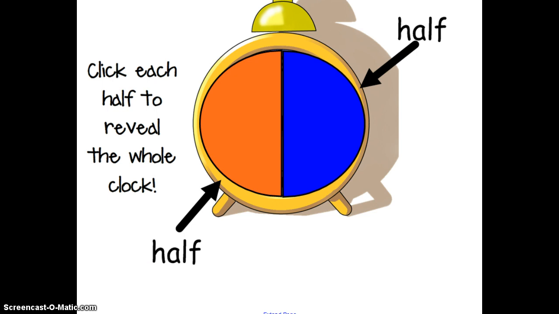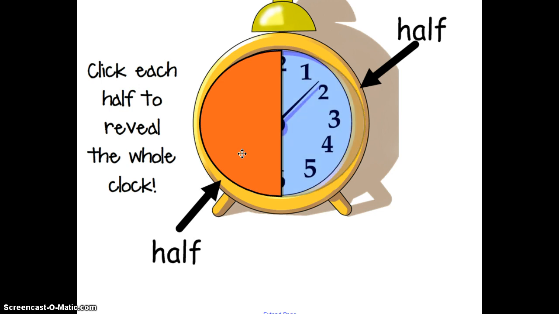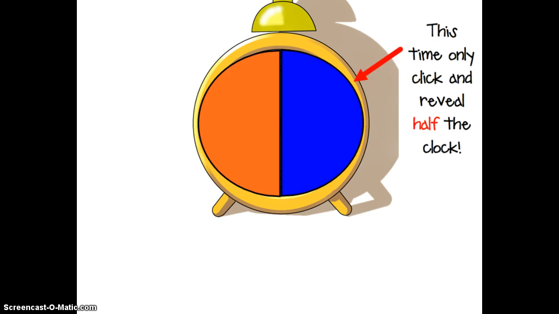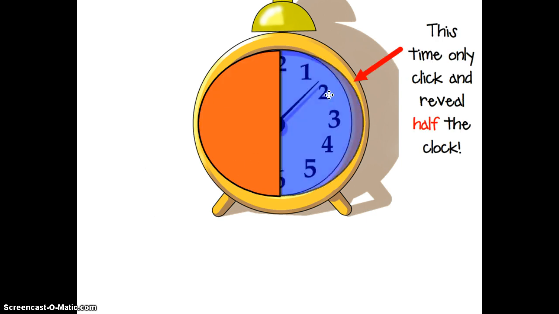When I look at a clock, I notice it has a circle face. This clock is split in half. Here's the first half, and here's the second half. Right now, we are just going to focus on the first half of the clock, starting at 12 and going all the way to 6.